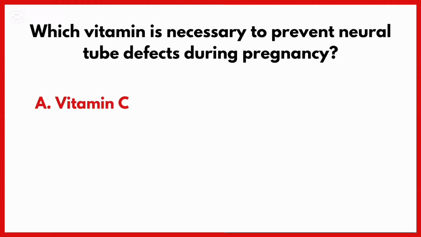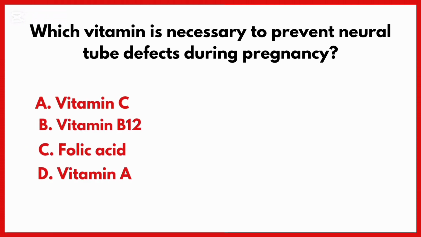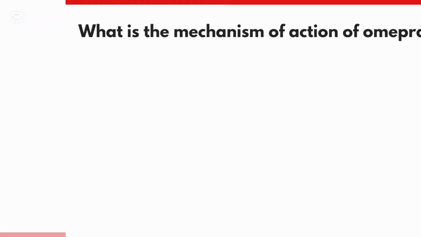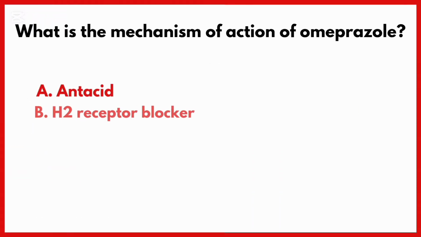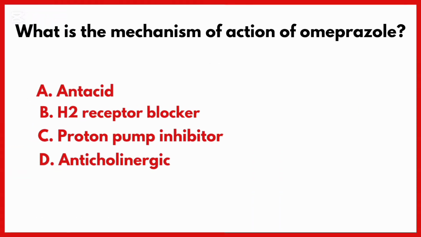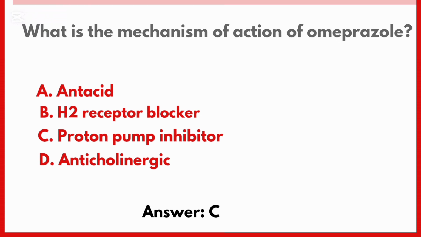Which vitamin is necessary to prevent neural tube defects during pregnancy? Correct answer is option C, folic acid. What is the mechanism of action of omeprazole? Correct answer is option C, proton pump inhibitor.